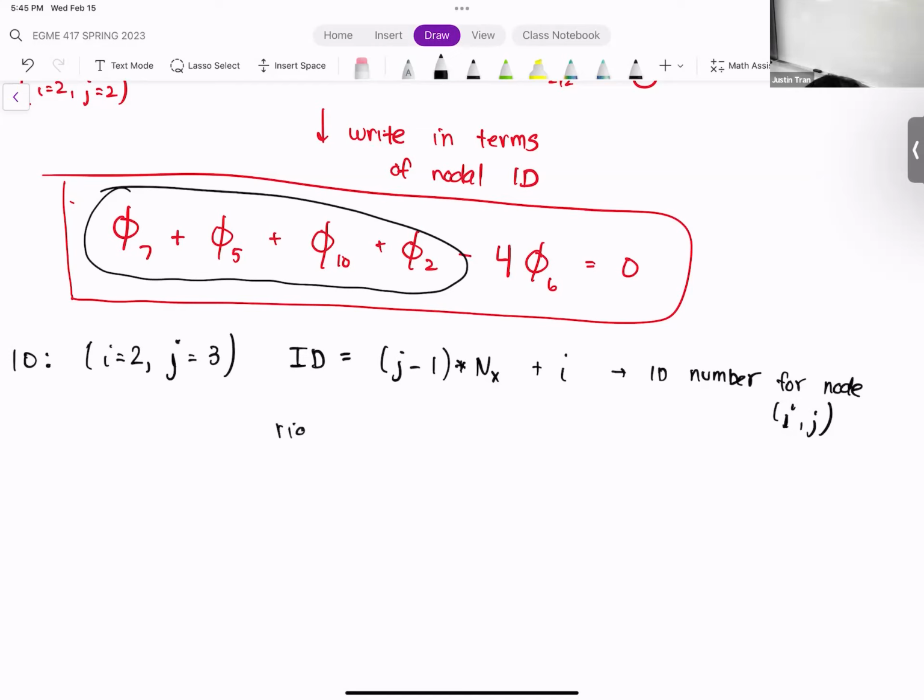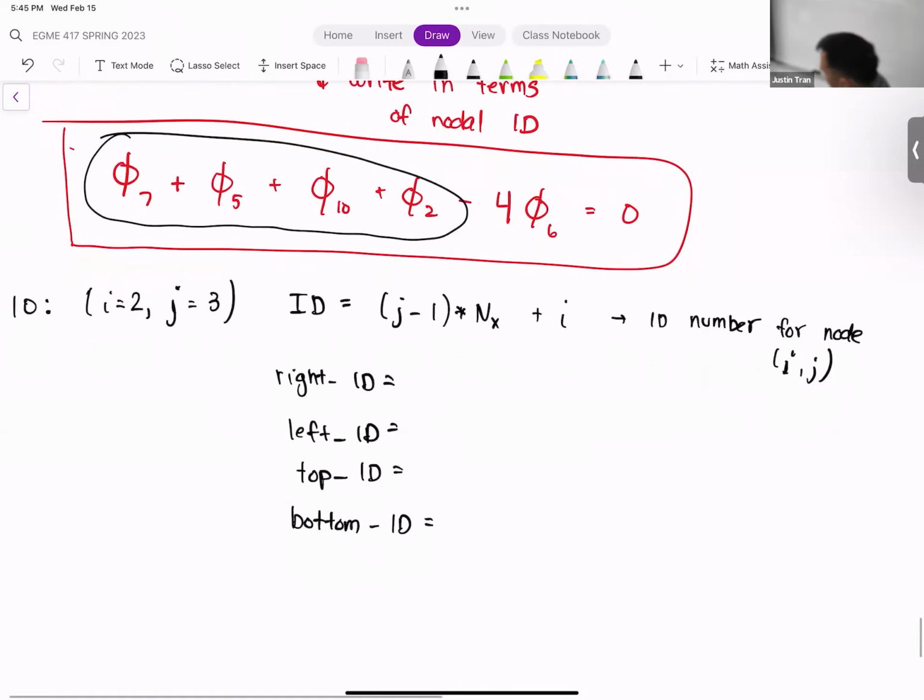Let's do right ID, left ID, top ID for the top neighbor, and bottom ID for the bottom neighbor. The reason I'm doing this is, when we get to the code later, we're going to use these formulas again, except we're going to implement them directly into our code. All right, so let's look at the right ID first.